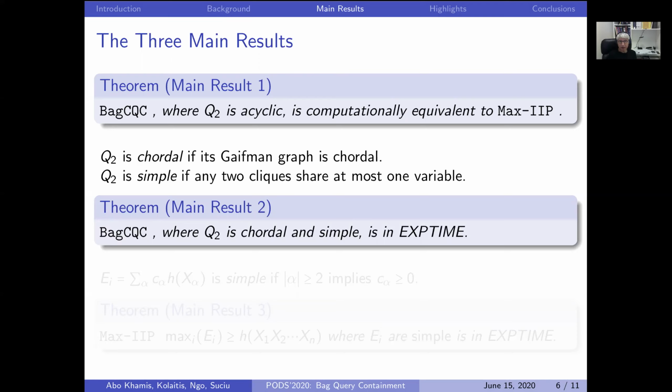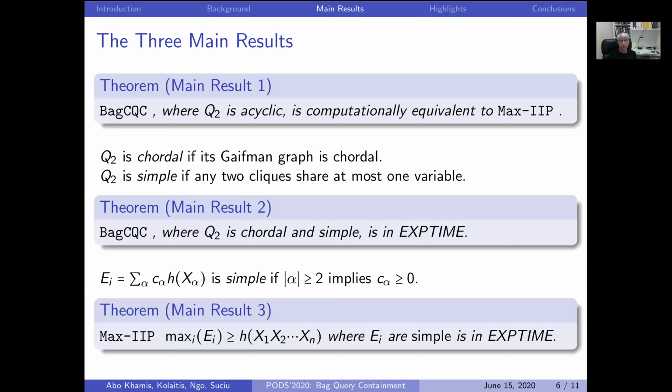And our third result is actually something we use to prove the second result. It's a result about information inequalities. Call such a linear expression simple if all the terms are positive, except perhaps those of single variables.